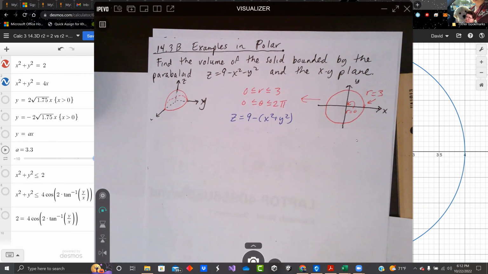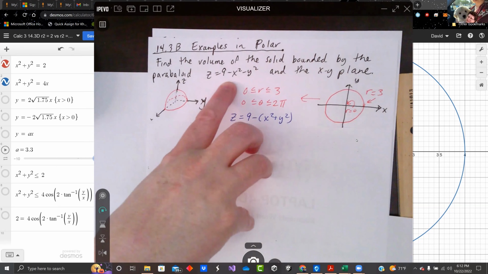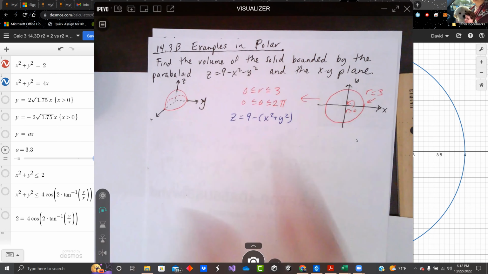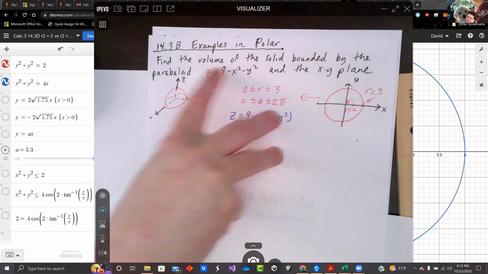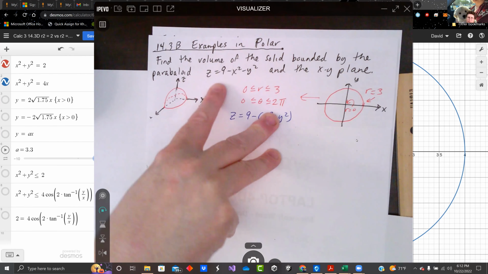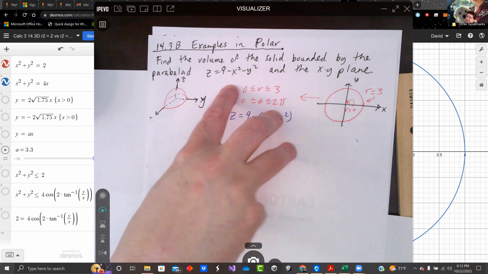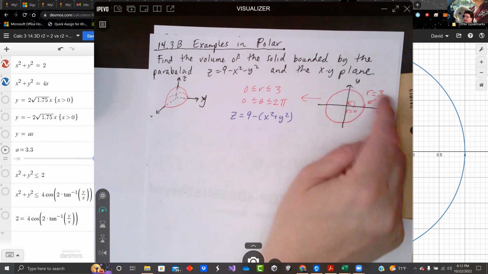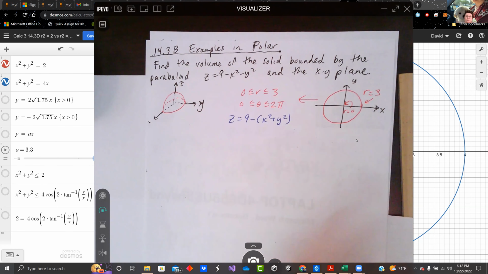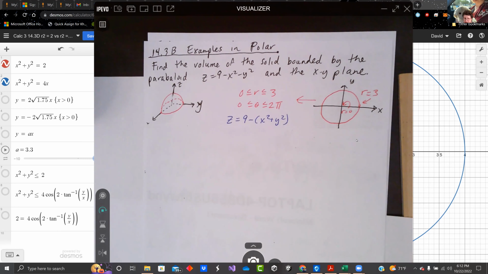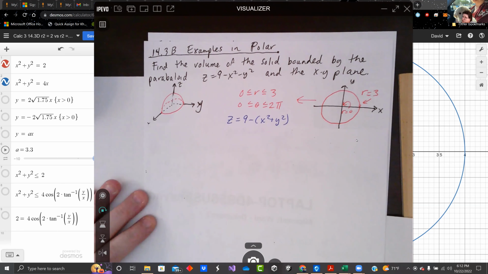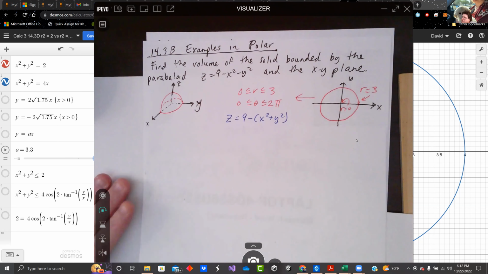So you'll see if we have x equals 0 and z equals 0, y has to equal 3. If we have z equals 0 and y equals 0, x has to equal 3. So it's a circle with radius 3, and it's doing the whole thing, so 0 to 2 pi. We have our z equals 9 minus, I factored the x squared plus y squared out of the negative, so that I can rewrite it as 9 minus r squared.